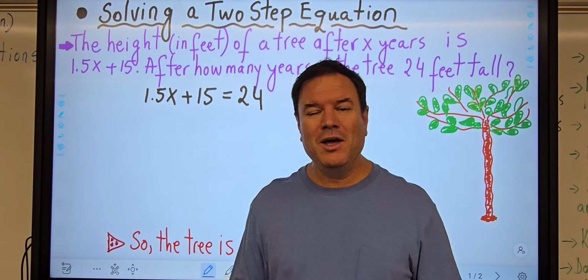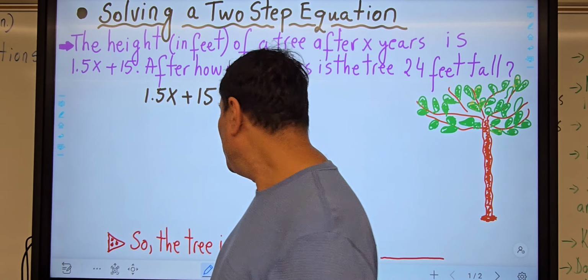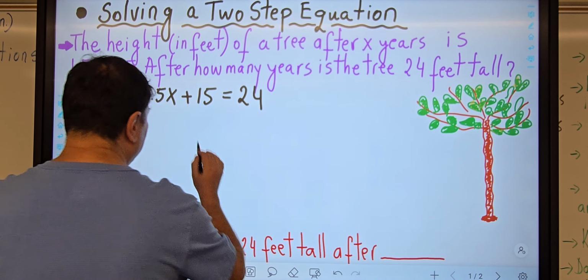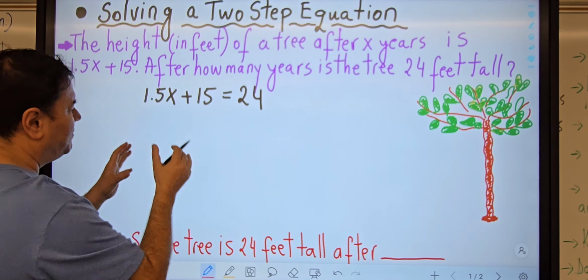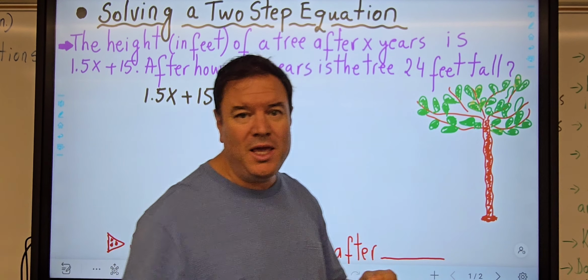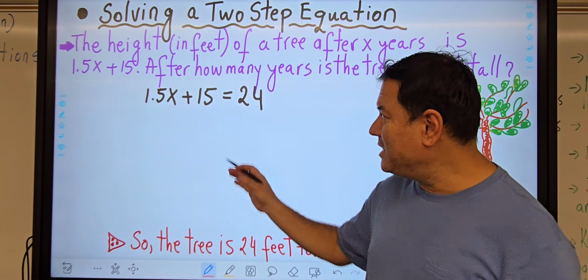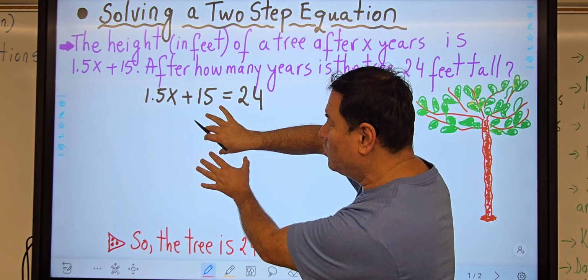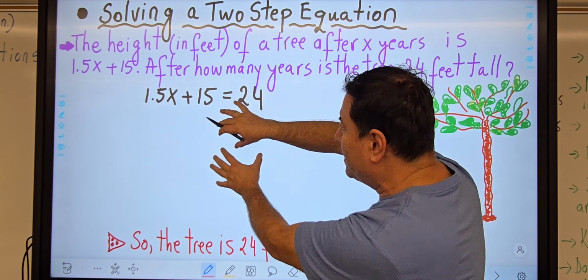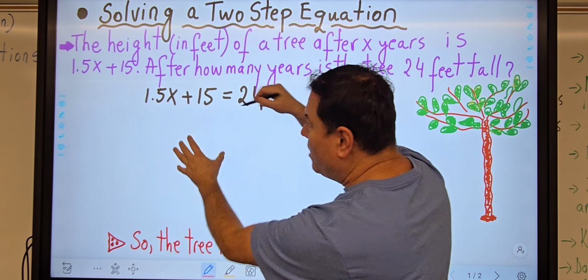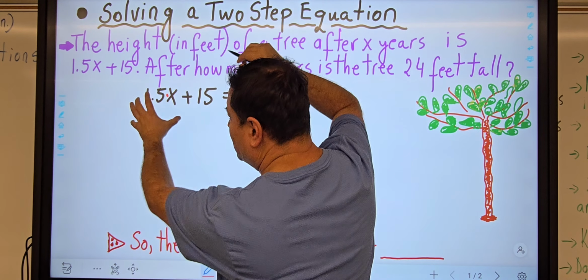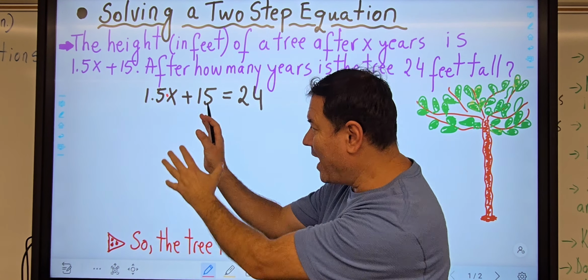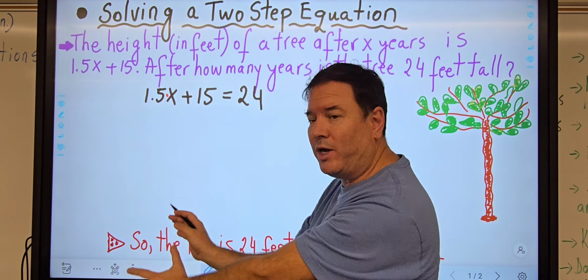Here we have a two-step equation. First of all, we are going to subtract 15 on both sides of the equation. That is going to be our first step. We have to undo this addition first, bringing the 15 to the other side of the equation. Then we are going to divide both sides by 1.5 to isolate x on this side of the equation.